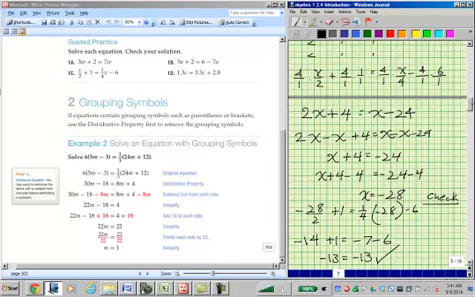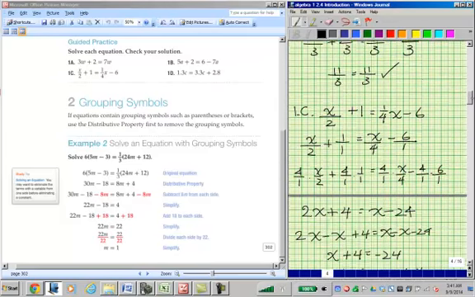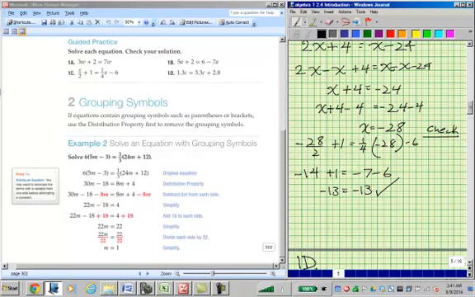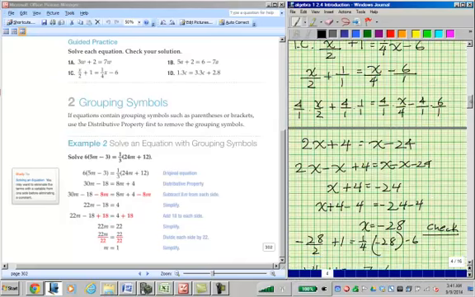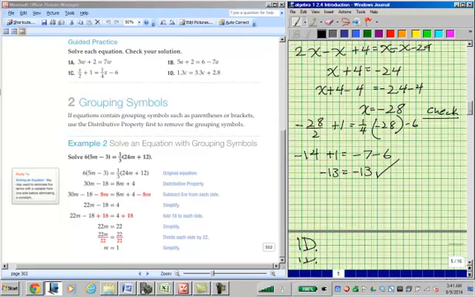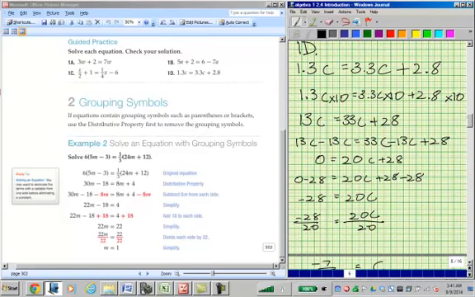In 1D, everything has one decimal place. 1.3c equals 3.3c plus 2.8. Now, they want you to just subtract the 1.3c from both sides, and that leaves 2c equals 2.8. Okay, well, that's all right.